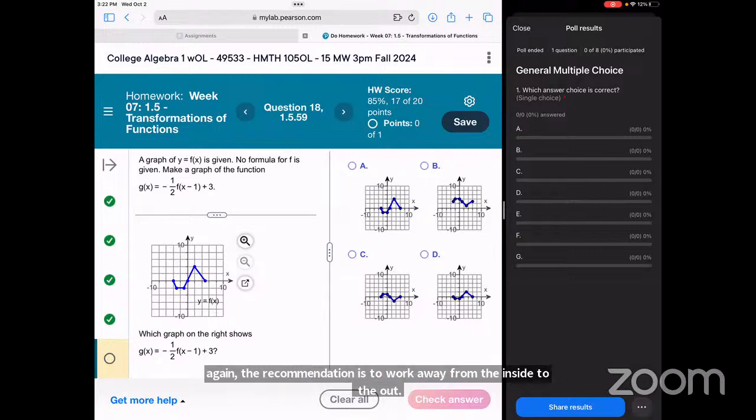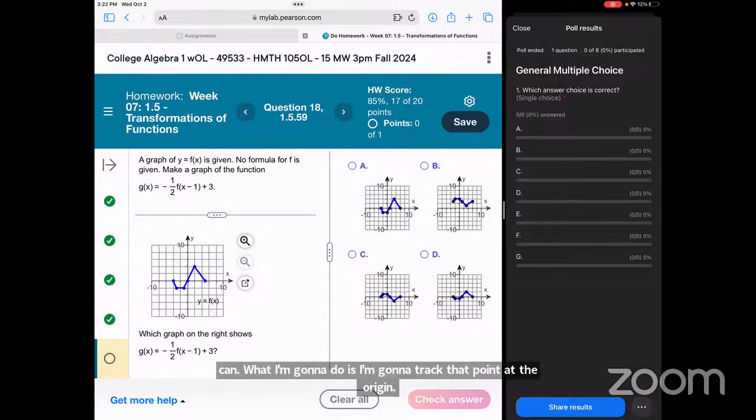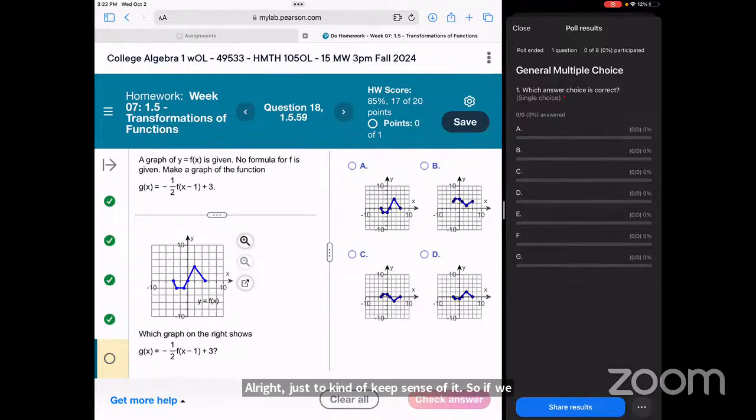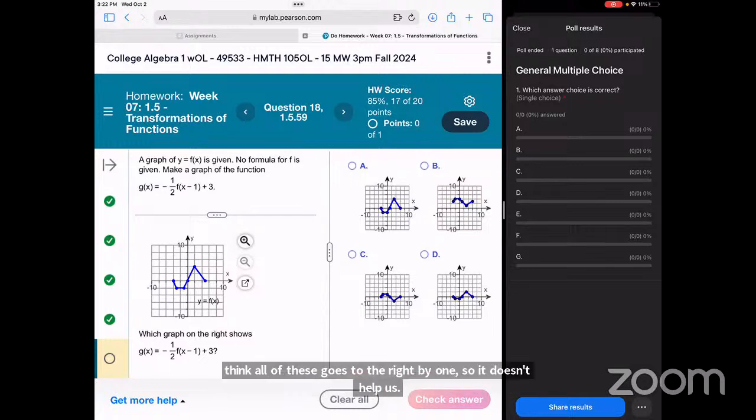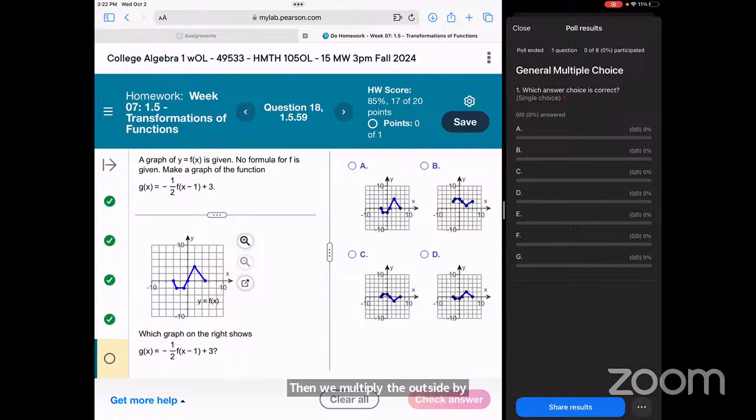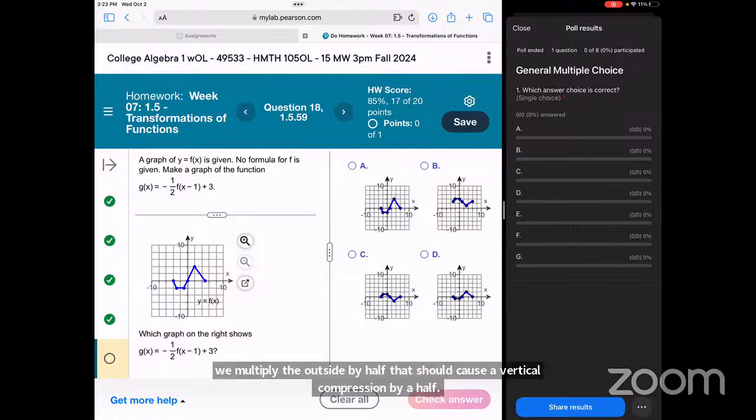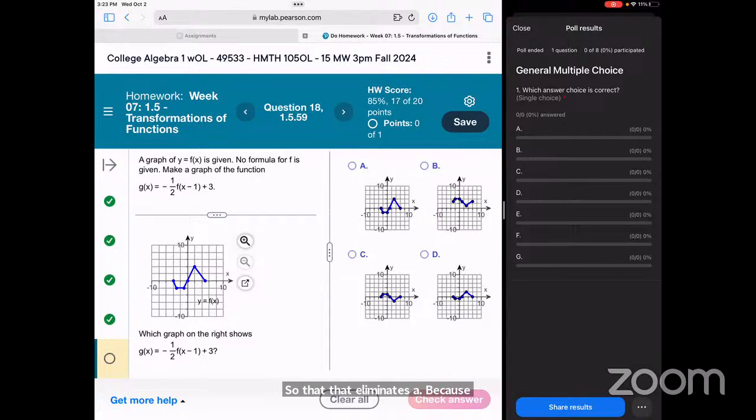What I'm going to do is track that point that's at the origin, just to kind of keep sense of it. So if we say -1 on the inside, that should go to the right by 1. I think all of these go to the right by 1, so that doesn't help us. Then we multiply the outside by 1/2. That should cause a vertical compression by 1/2. So that eliminates A, because A does not look like it was smushed vertically.